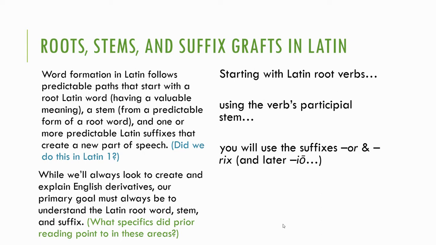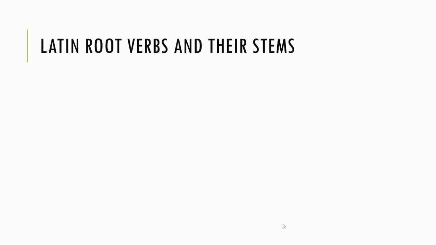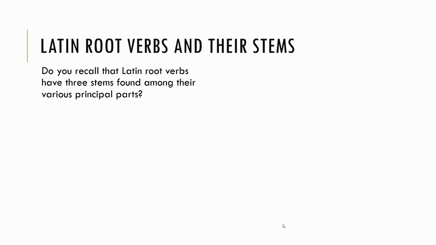Today, we're going to be adding the suffix or, like we saw in the word auctor, and also a suffix rix. Rix is not used in our textbook, which is a big bummer. It's a really fun noun suffix. Later on, we'll use the suffix io, but not today. We're going to use the verb's participial stem plus these two suffixes to be able to create new Latin nouns, and then also to be able to recognize new Latin nouns down the road when we're seeing them in our textbook or in authentic Latin, which is part of our curriculum.